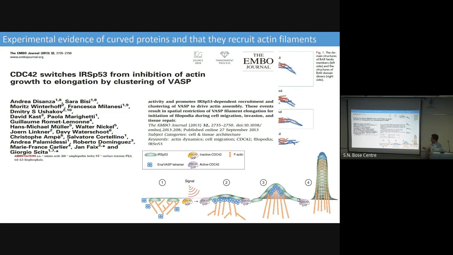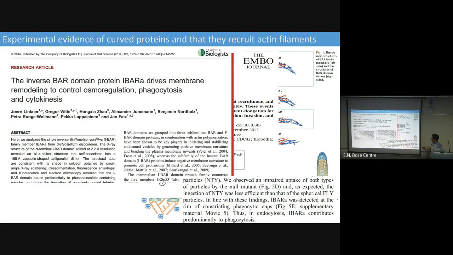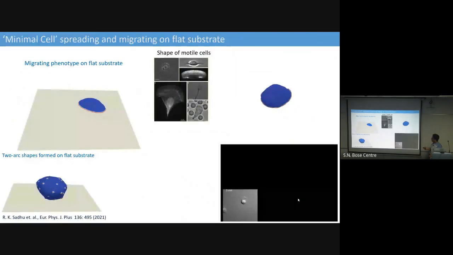So a single red dot in our model represents these kind of protein complexes, and not a single one, but a large patch, because our model is a coarse-grained model. A single point doesn't represent a single lipid or a single protein, rather a large patch of such proteins. So this model is quite successful in capturing the features of cell migration and spreading on flat surfaces. You can see this is moving on a flat substrate, and the shape of this vesicle is very similar to the shapes observed in real experiments.